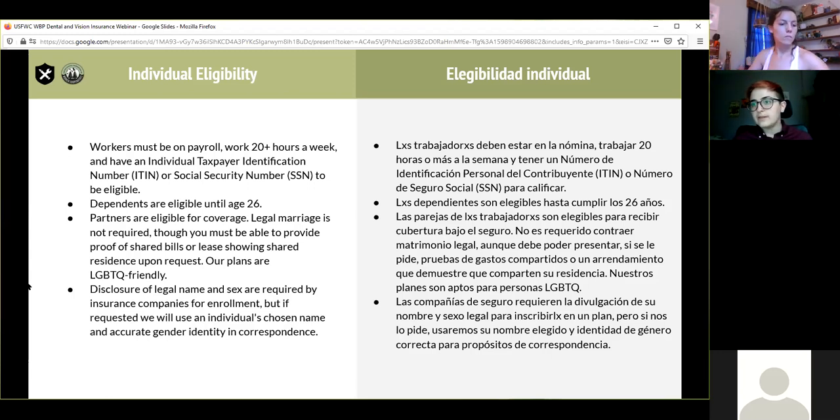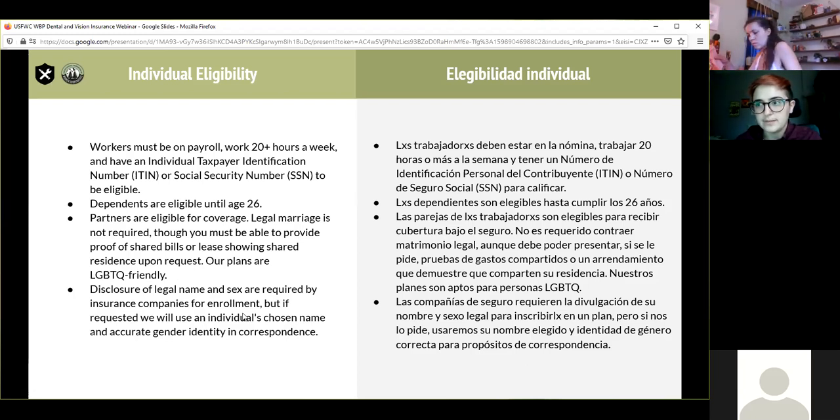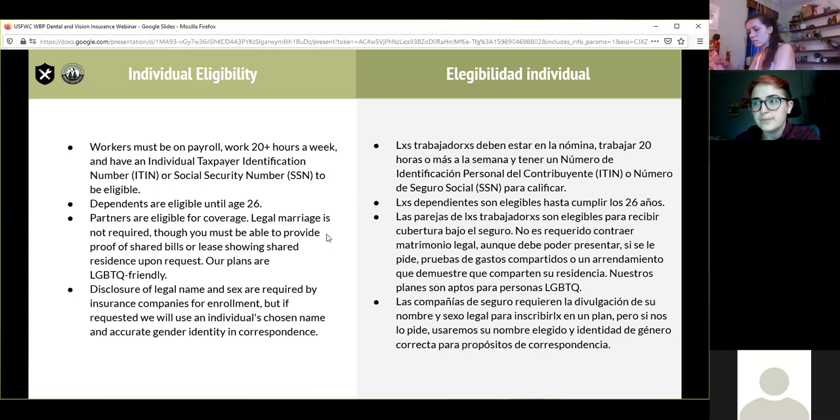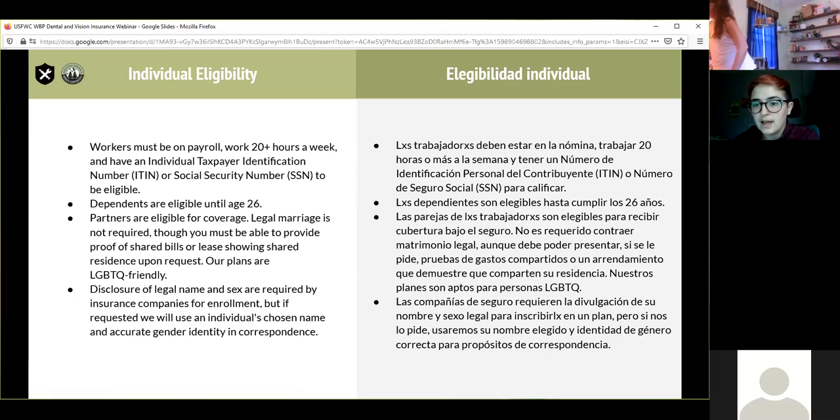Then yeah, child dependents can be on the plans until they're 26. And partners are available for coverage. Does not need to be someone who is legally married to you. It's possible you may have to show some sort of proof of shared household or bills, but we really want to make this as accessible as possible for people of as many family structures as possible within the confines of the insurance company's rules and regulations.